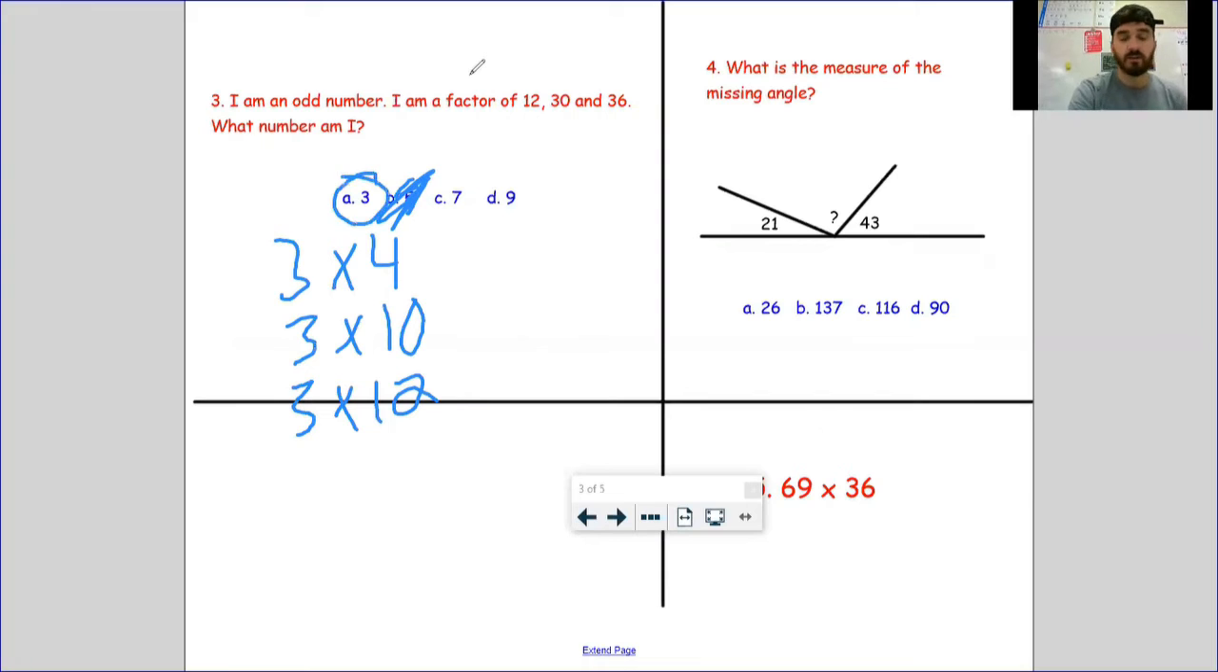That's my answer. Now, I could still look at C and know, well, I can't do 7 times anything to get any of those numbers. For 9, I can do 9 times 4 to get 36, but 9 is not a factor of 12 or 30.